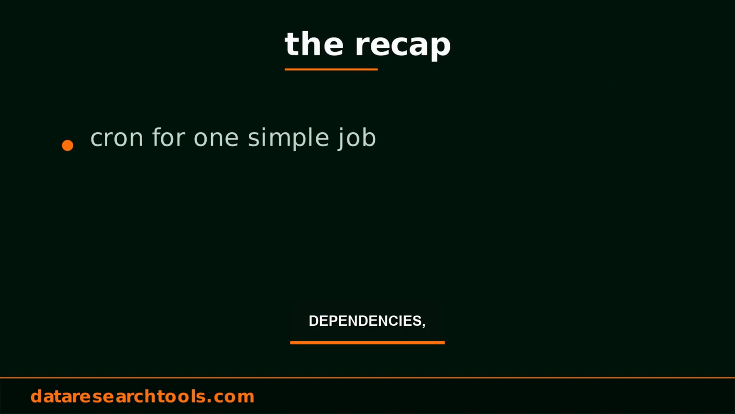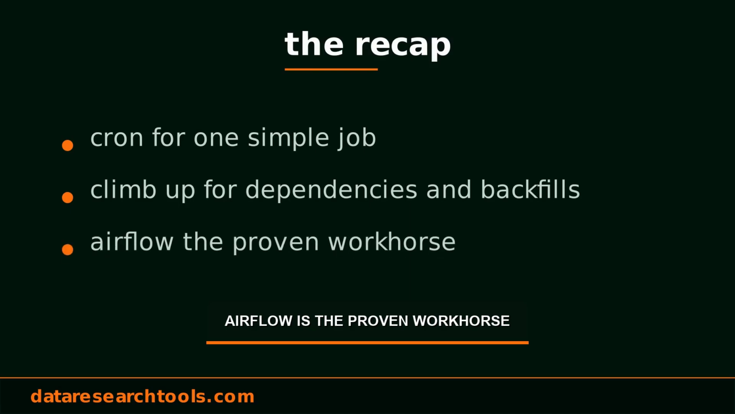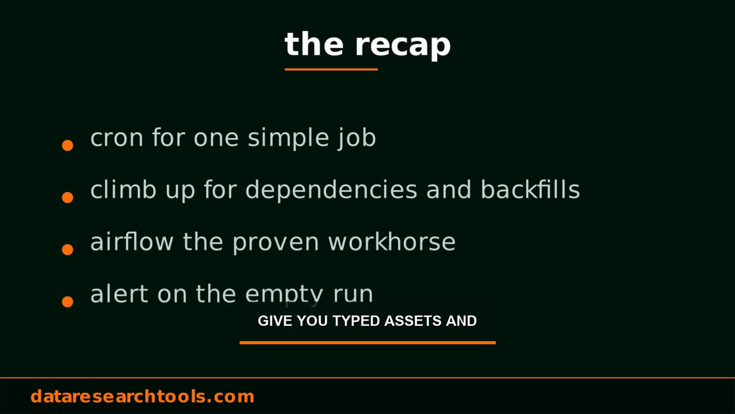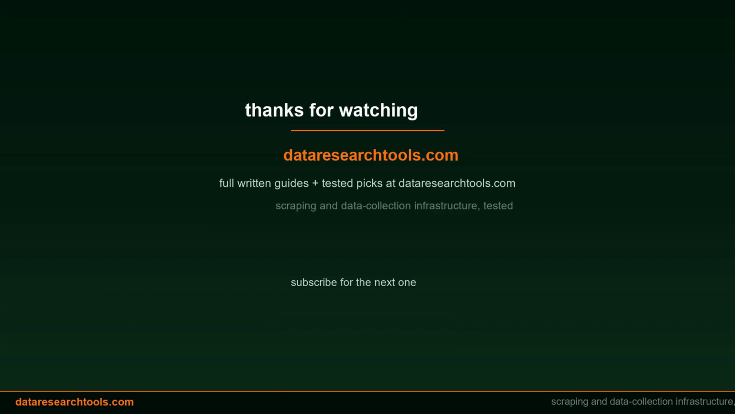Move up when you have dependencies, backfills, more than a couple of jobs, or a second person watching. Airflow is the proven workhorse for scheduled DAGs and backfills. Dagster and Prefect give you typed assets and better visibility, and whichever you pick, put retries in the scheduler, make every job idempotent, and alert on the empty run, not just the crash. Do not build the cathedral until you truly need it.